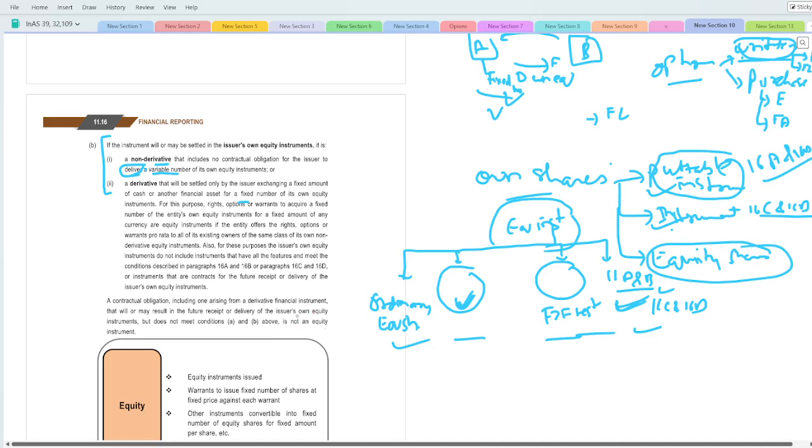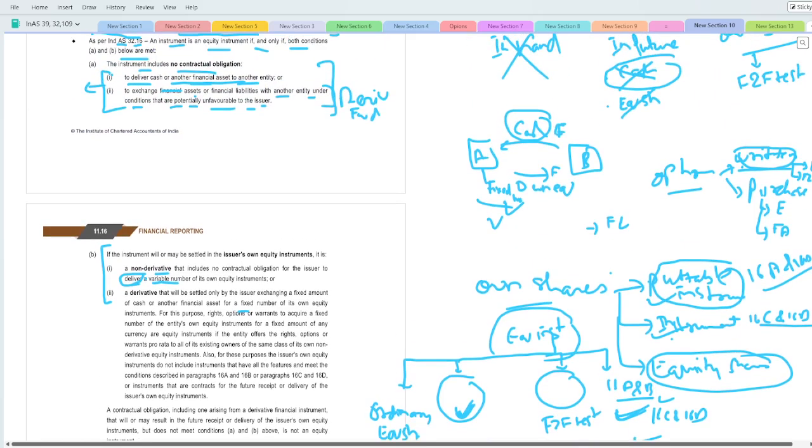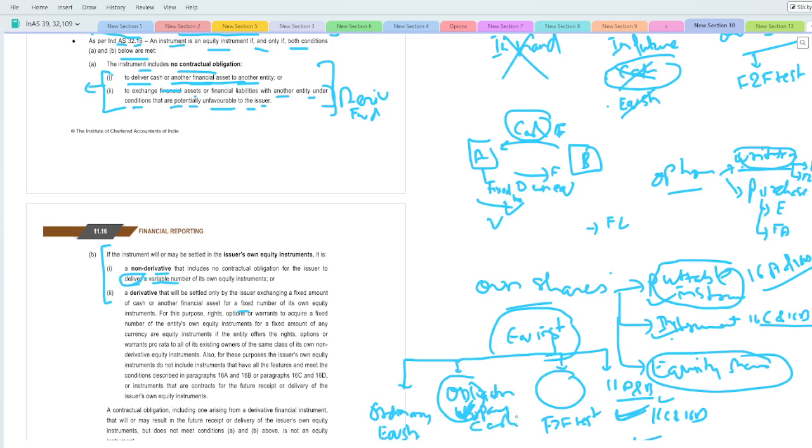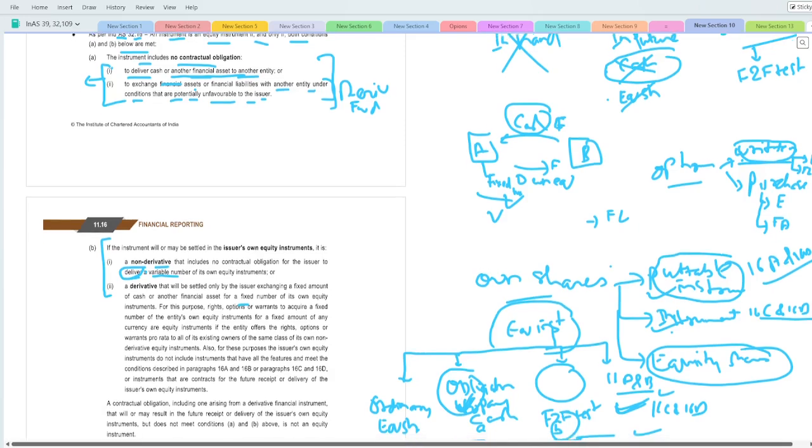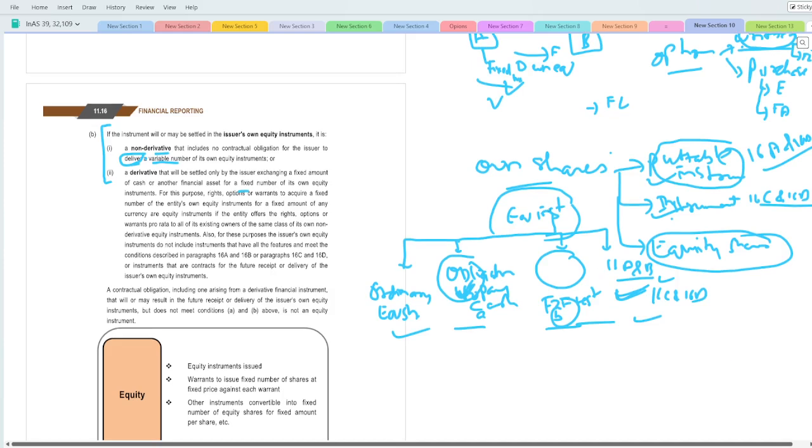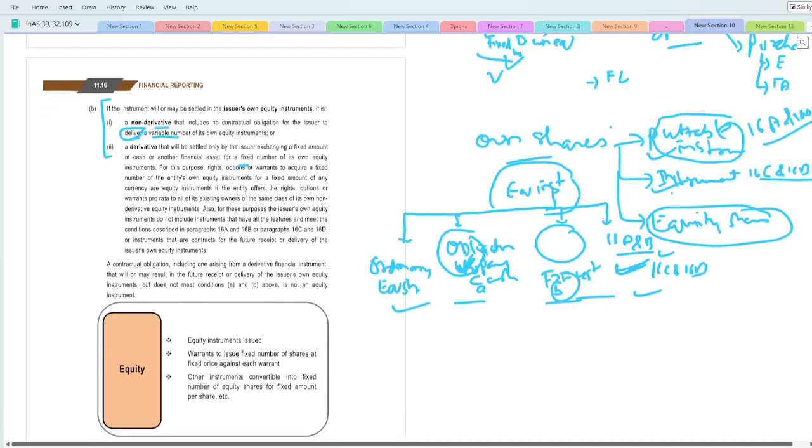Correct. So this is just repeating that if neither A condition is satisfied nor B condition. A's condition is this one, the obligation to pay the cash you can avoid. So that is your obligation to pay the cash. So this is the A and this is the B. If both are not satisfied, then either of it is not getting satisfied, then it will not be an equity instrument. So now just quickly see the example.